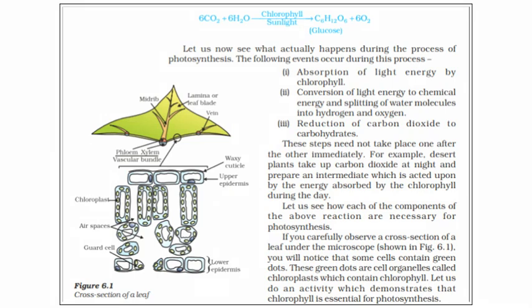Now right now we have to learn about the components of the above reaction. That means which components are necessary for the process called photosynthesis. Here there are two components that are necessary. Right now we'll discuss the first point. The first is the chlorophyll, and the second one is the sunlight, because sunlight is also necessary.